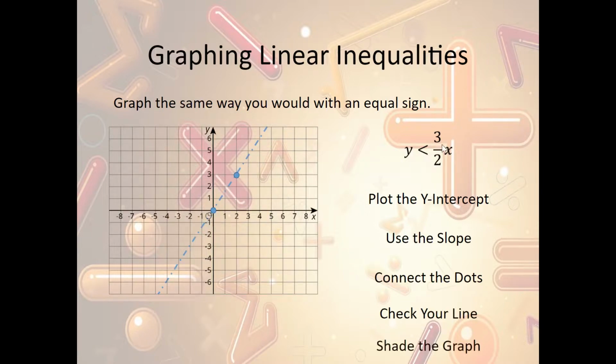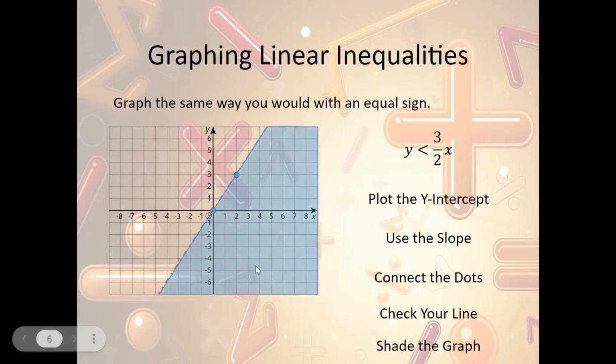So it says y is smaller than the line, so I'm going to go along my y-axis and find where it meets the line, which is here. And I want all the y's that are smaller. All of those are down here, so I'm going to shade everything on this side of the line.